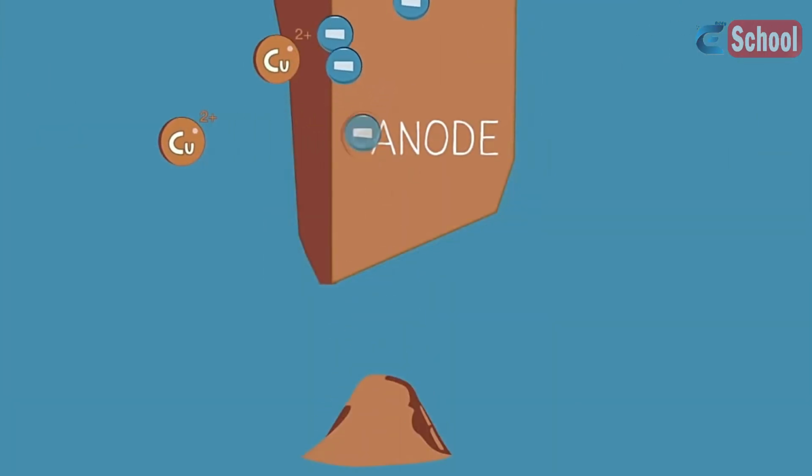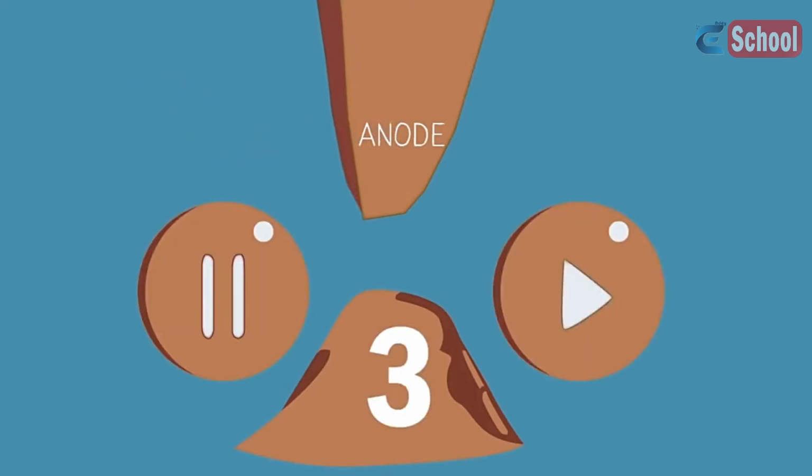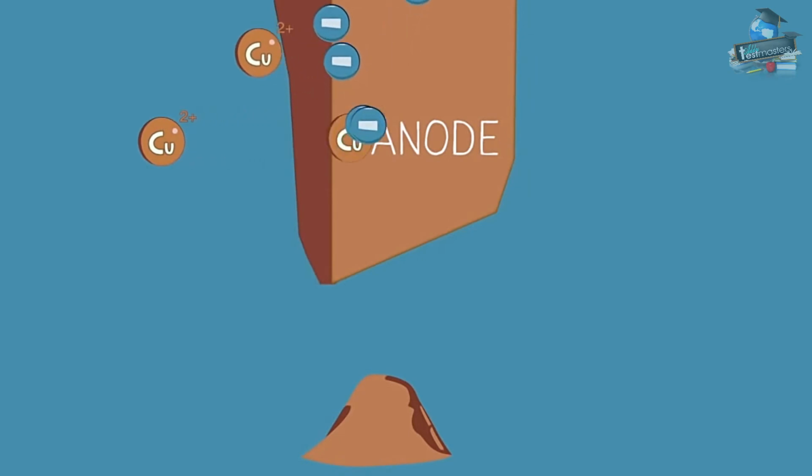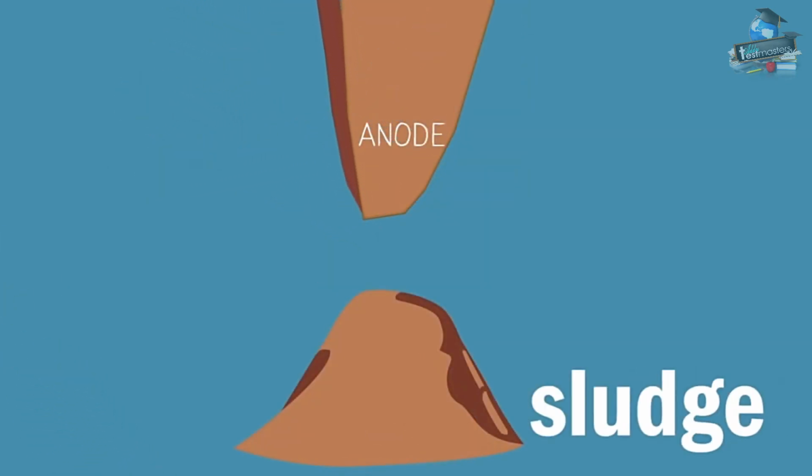What do you notice happens to the anode? Pause the video and continue when you're ready. You should have noticed that the anode gradually disappears and sludge is left at the bottom of the reaction vessel.